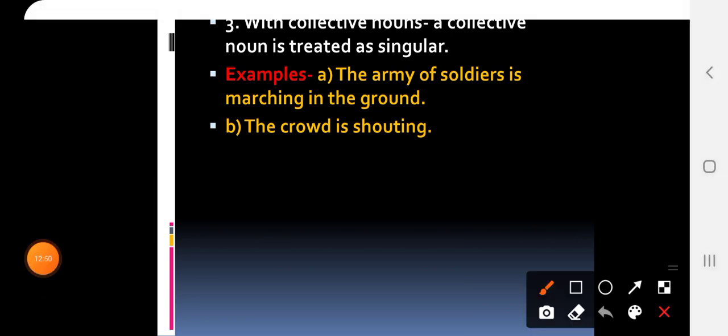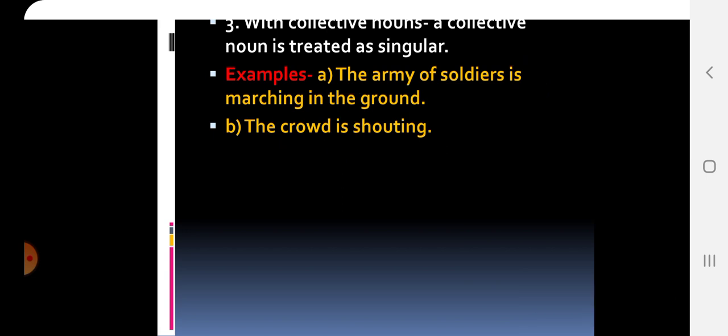In the first example, army is a collective noun and it's the subject of this sentence. So, with this collective noun, the singular verb is has been used. In the next example, crowd is a collective noun. And as you know, a collective noun is treated as singular. So with this collective noun, the singular verb is has been used.